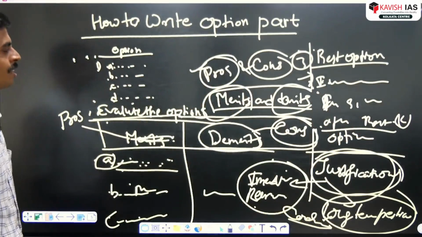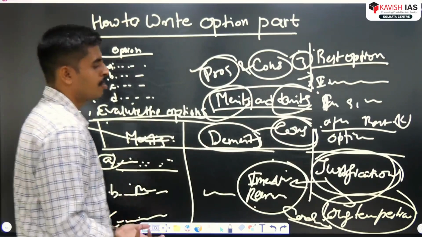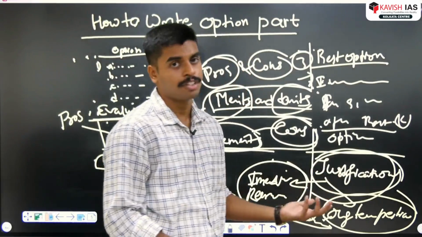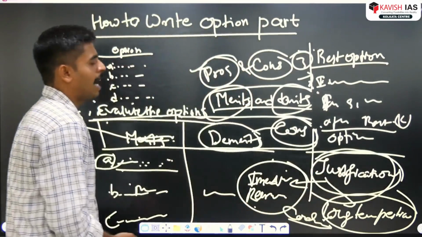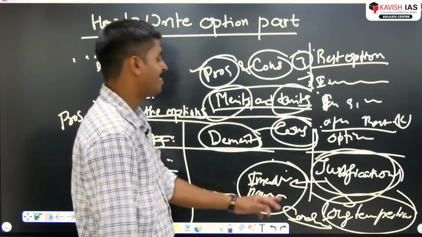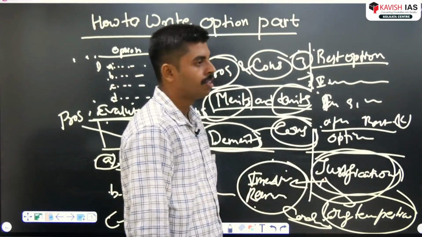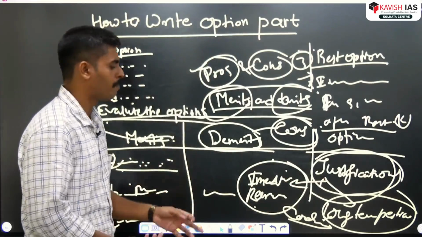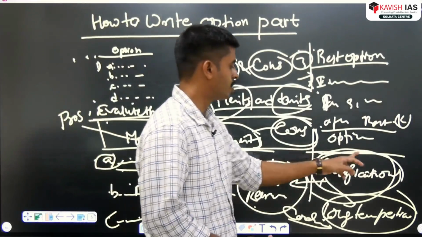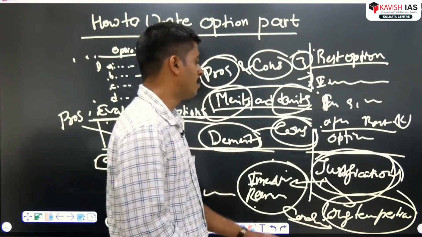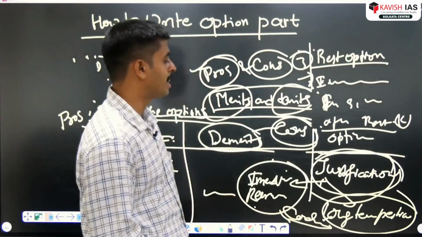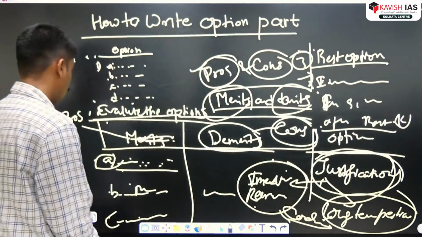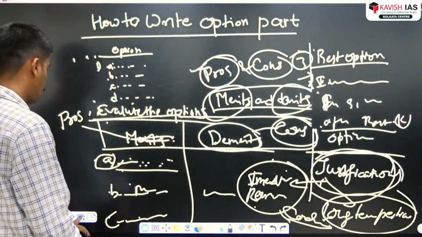So the conclusion part may or may not come. This depends upon what kind of justification you are giving. Sometimes the justification itself includes the conclusion, so you don't have to write one more time whatever you have written in the justification, right? But sometimes a conclusion is demanded. That depends upon what you are writing. Okay, so this is all about the options part.